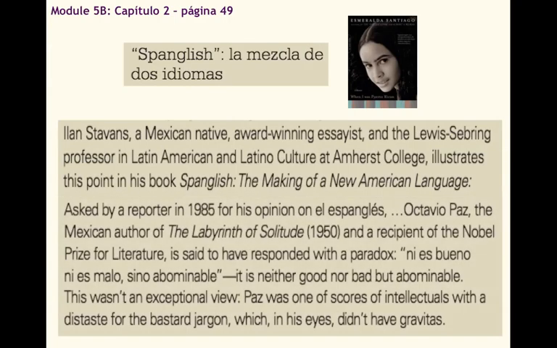Asked by a reporter in 1985 for his opinion on El Spanglés, Octavio Paz, the Mexican author of The Labyrinth of Solitude, written in 1950, and a recipient of the Nobel Prize for Literature, is said to have responded with a paradox. Here's what he said: Ni es bueno, ni es malo, sino abominable. It is neither good nor bad, but abominable, horrible. This wasn't an exceptional view. Paz was one of scores of intellectuals with a distaste for the bastard jargon, which in his eyes didn't have gravitas, didn't have any dignity.